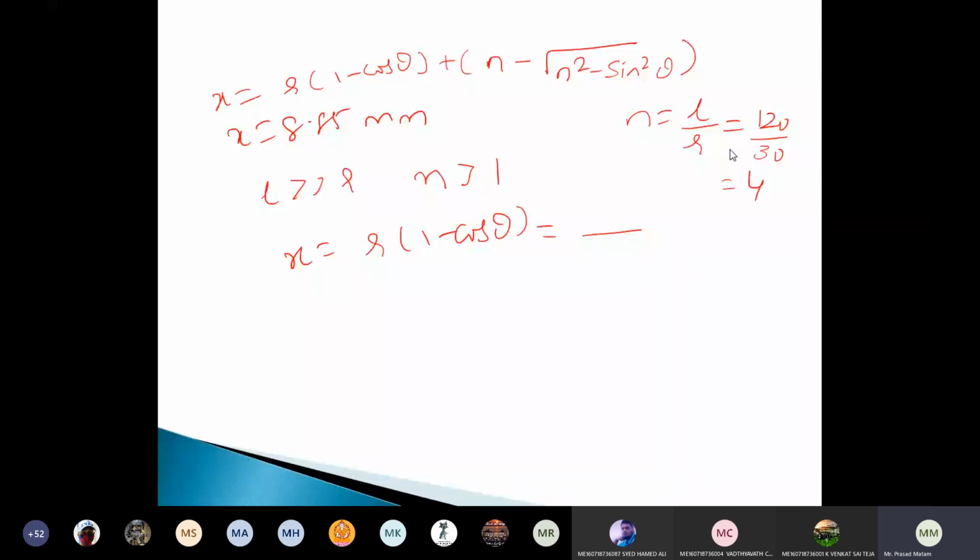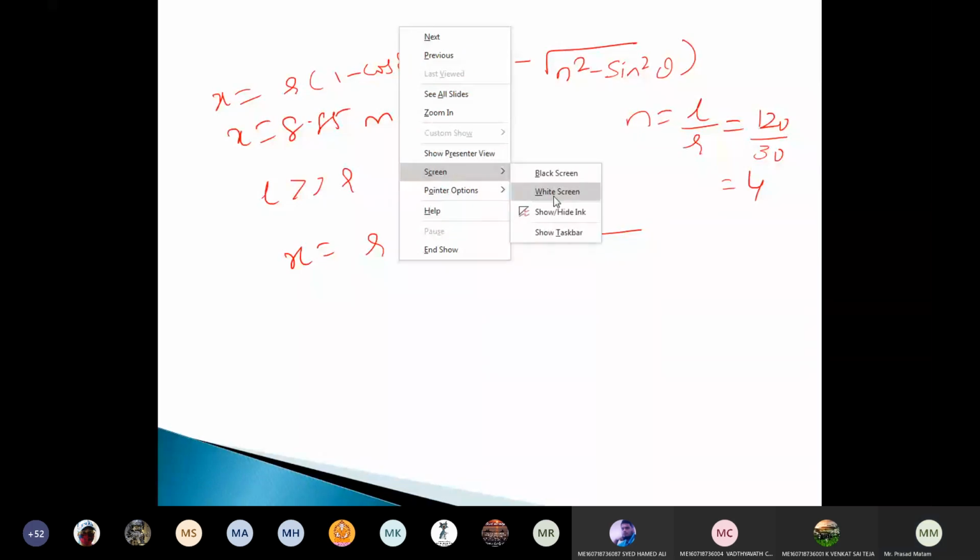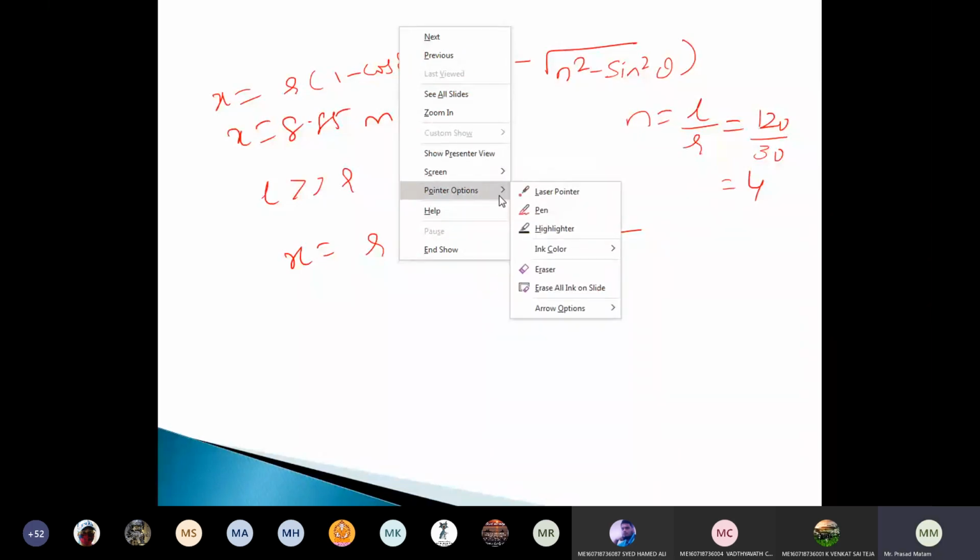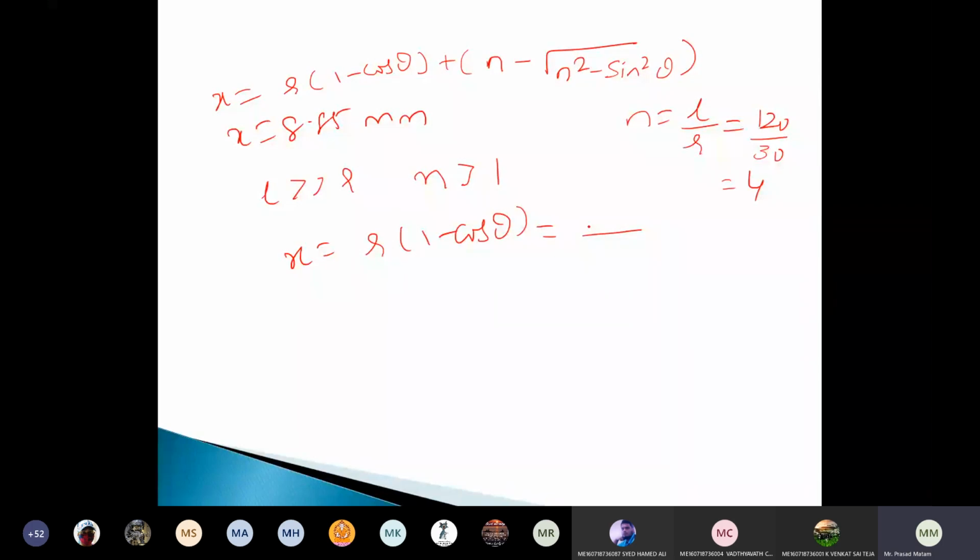Now, when the condition is L is greater than R and n is greater than 1, x is equal to R into 1 minus cos theta. This gives the simple harmonic motion of the piston. What is the value we got for x? 30 into 1 minus cos 45, which comes to 8.78 mm. This is the displacement. Similarly, let us find the velocity.